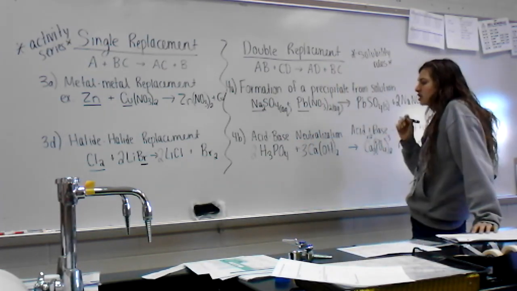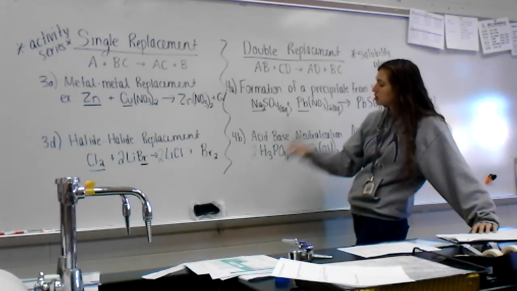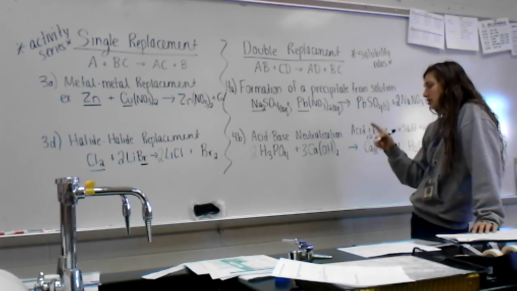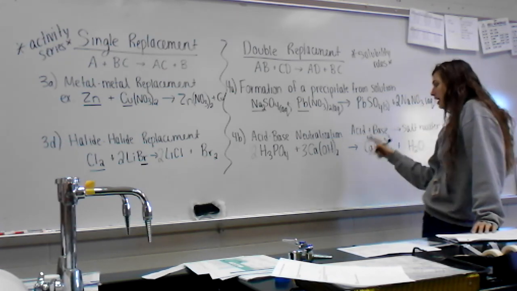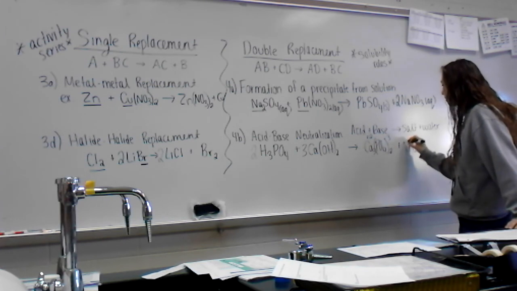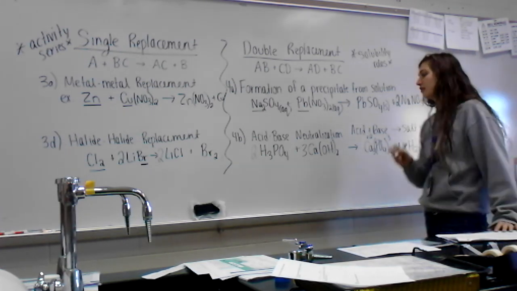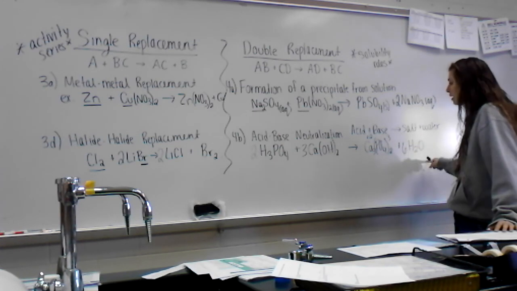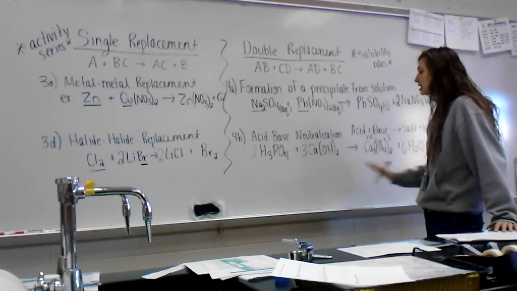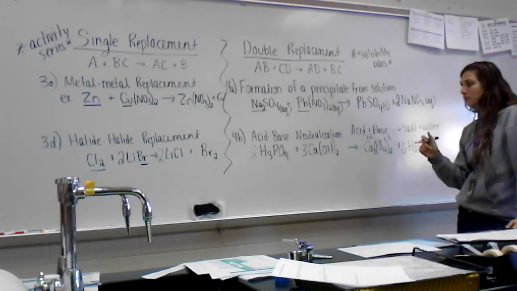Now I have my H's. Let's do those next. So I have 6 hydrogens from H3PO4, and I have another 6 hydrogens from CaOH. So that's a total of 12 hydrogens. So I'm going to need a 6 in front of my water. Then I want to add up all the oxygens that are not involved in the phosphate. So I have 6 for my water, and that's it on this side. And I have 6 for my calcium hydroxide, so we are good.